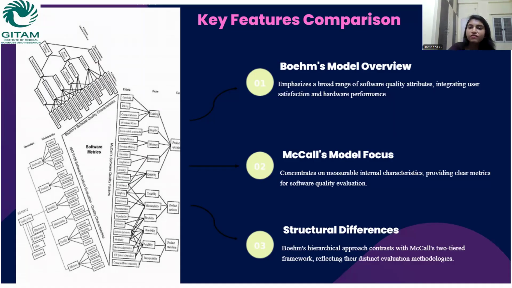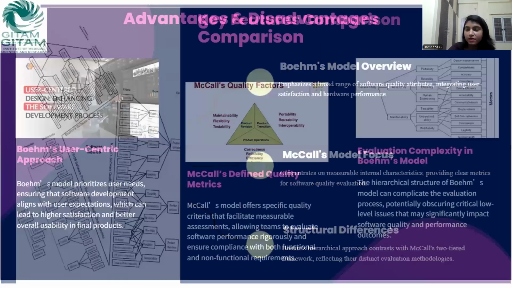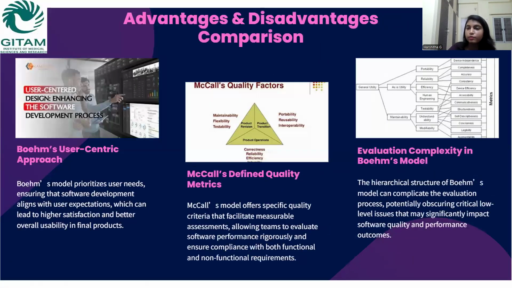Then the advantages of Boehm's model are that it is user-centric and cost-effective. McCall's model is more practical and measurable. The disadvantage of Boehm's model is that it is hard to measure quality, while McCall's model lacks hardware performance assessment. It is only about software. You can't measure hardware with the help of McCall's model. So we can say Boehm's model is more comprehensive, while McCall's model is more structured and measurable. But both the models are very important and play a vital role in software quality assurance.